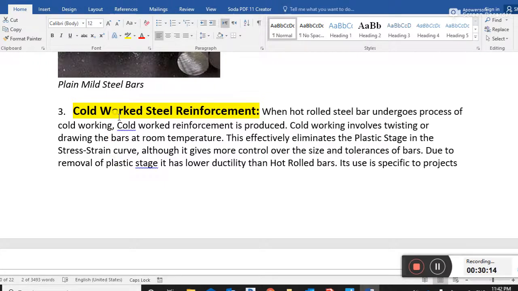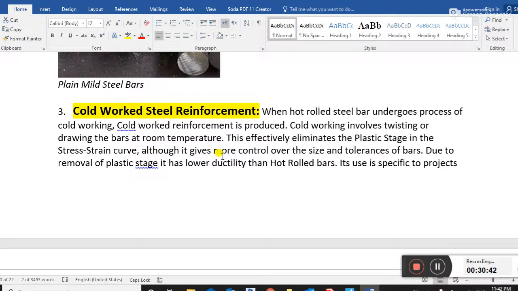Cold worked steel reinforcement. When hot rolled steel rebars undergo the process of cold working, cold worked reinforcement is produced. Cold working involves twisting and drawing the bars at room temperature. This effectively eliminates the plastic stage in the stress-strain curve.